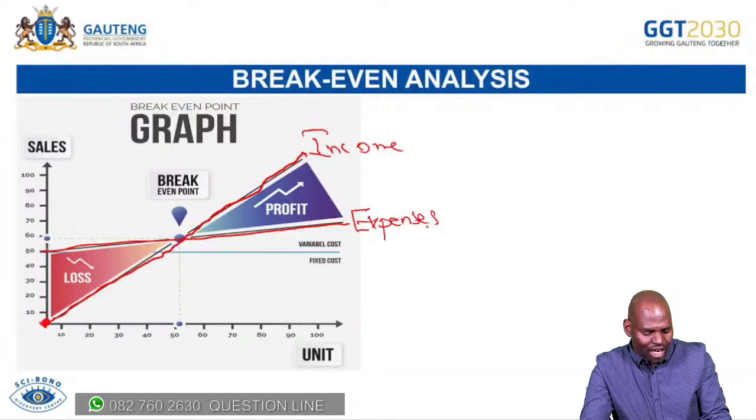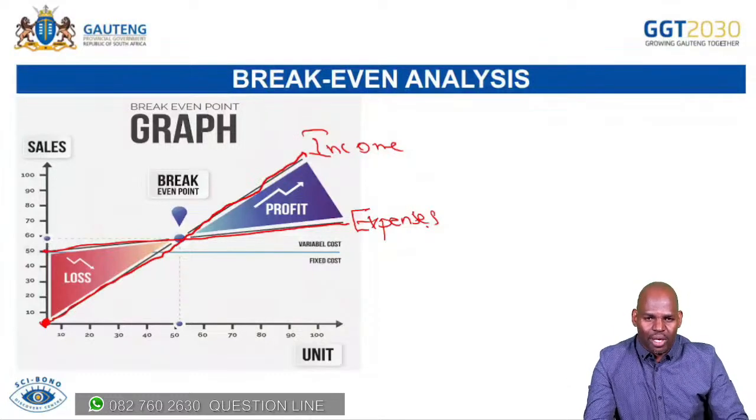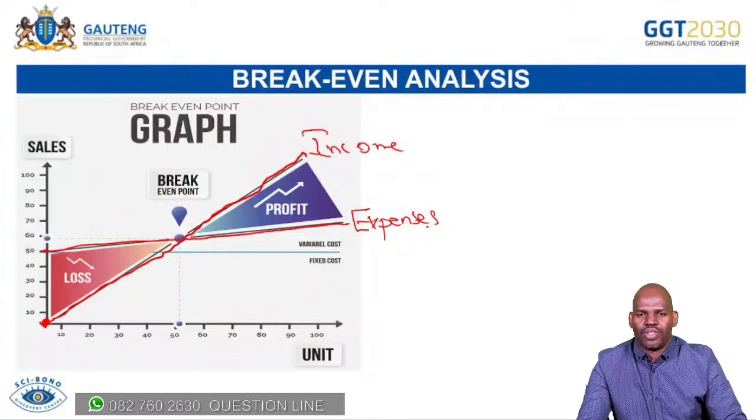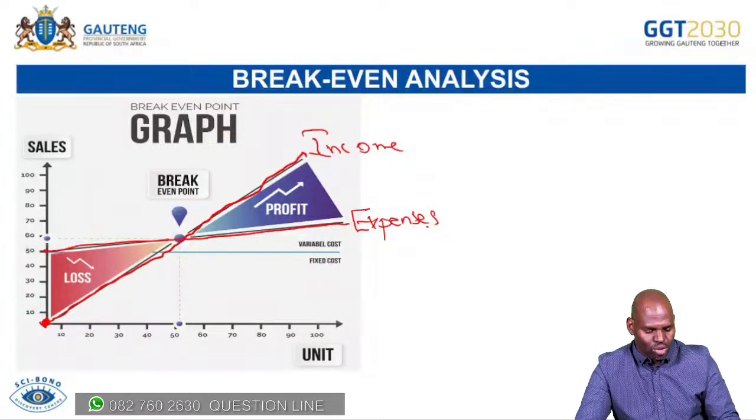But if you look at the graph of expenses, even if you don't sell anything, you are still liable to pay. For instance, if you are renting a space and for that day or that month you decide to go away and don't use that space, for the fact that somebody else was supposed to use that space, you still have to pay for it. That is why you see the graph of the expenses starts at 50.